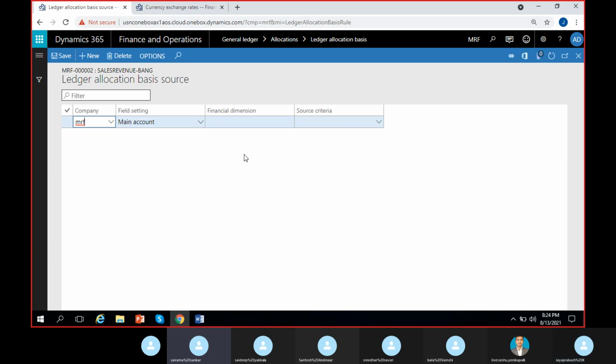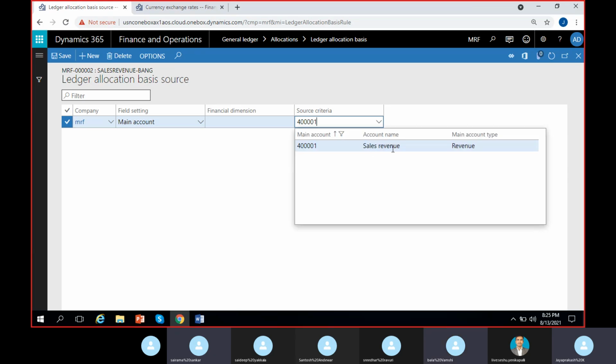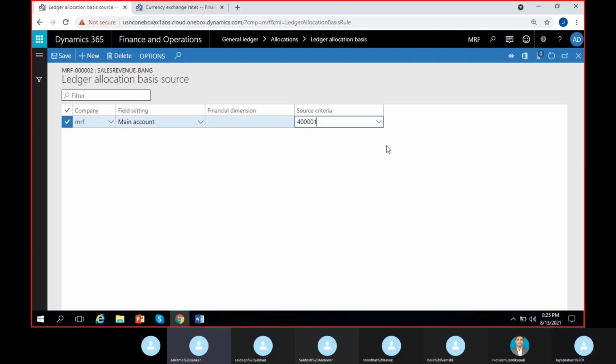Select it as a main account. And financial dimension? No, we don't have to select financial dimension. We have to select main account. What is the main account? 4 lakh, 5 lakh. 4 lakh. The sales revenue account. Sales revenue, yes. Okay, and then add new. Another new, okay.